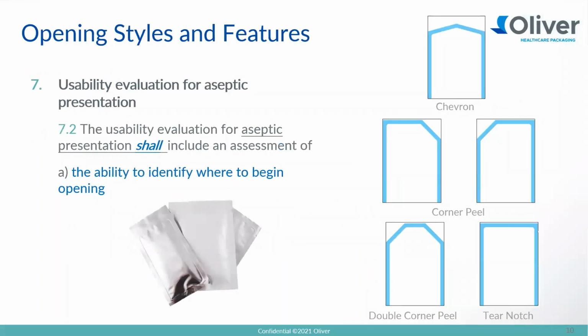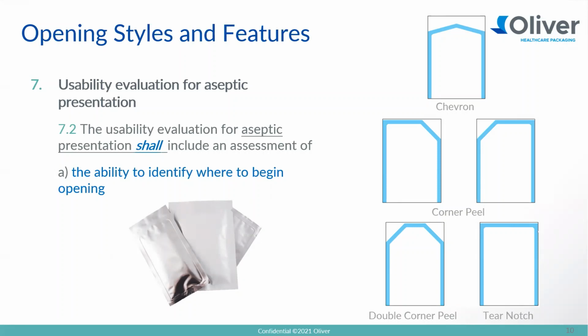Yeah, Jeff, and just following on from what you've just spoken about regarding the usability evaluation for aseptic presentation, whereby the usability evaluation for aseptic presentation shall include assessment of the ability to identify where to begin the opening. That's a really key thing, because sometimes we all presume we all know how to open up a primary packaging pouch. However, some people don't.